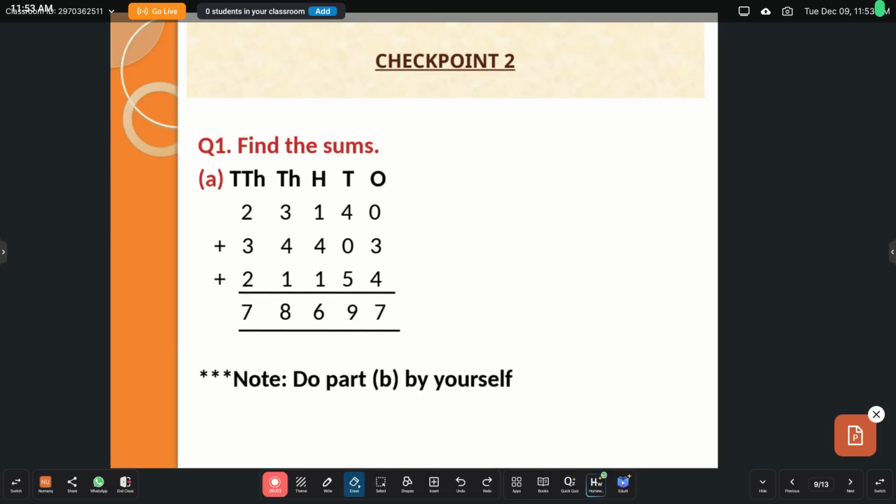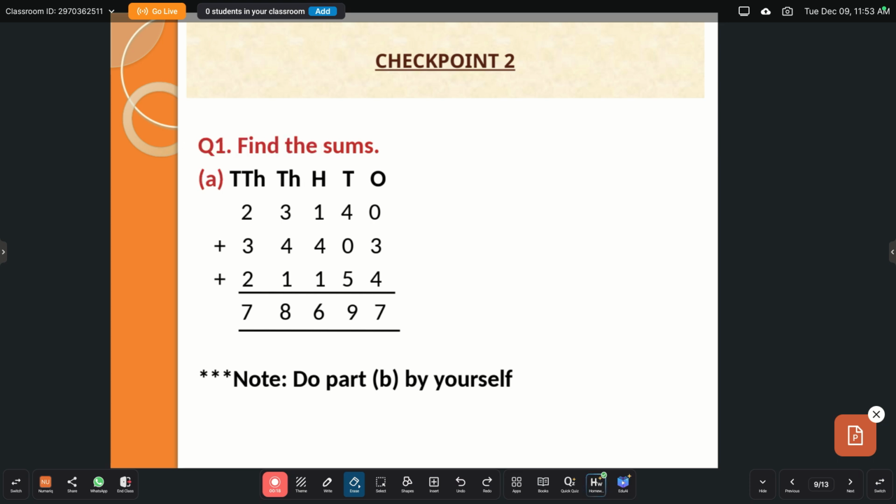Beta, we have done our checkpoint 1. Now we will move to our checkpoint 2. In our checkpoint 1, we dealt with the questions that were having only 2 addends. Now in this checkpoint, we will deal with the questions that will be having 3 addends.